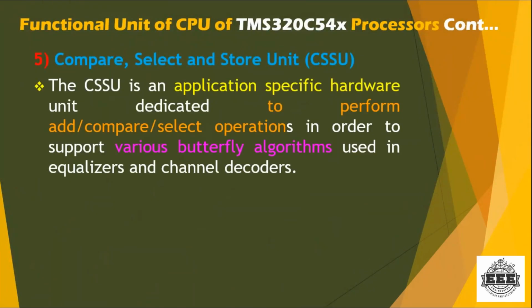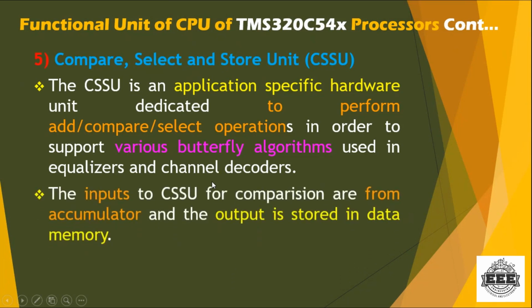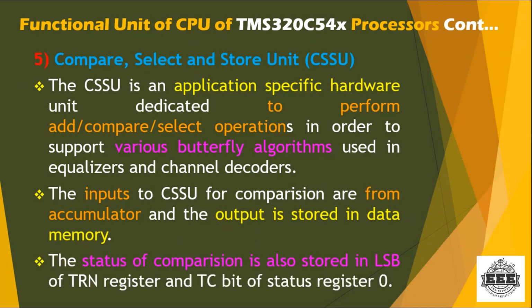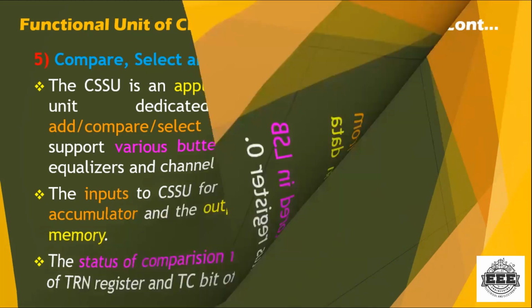The next unit is going to be a compare, select, and store unit. The compare, select, and store unit is an application-specific hardware unit dedicated to perform add, compare, select operations in order to support various butterfly algorithms used in the equalizer and then channel decoder. The input of a CSSU, that is compare, select, and store unit, for comparison is from the accumulator, and then the output is stored in data memory. The status of the comparison is also stored in the least significant bit.